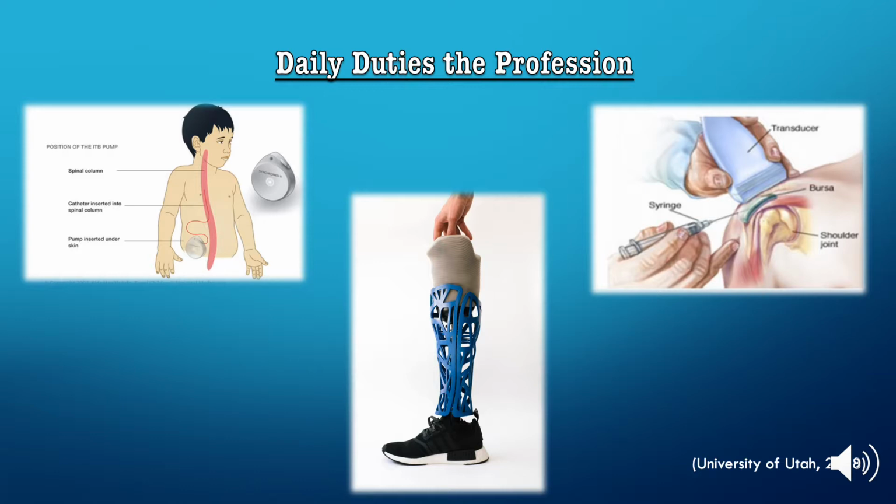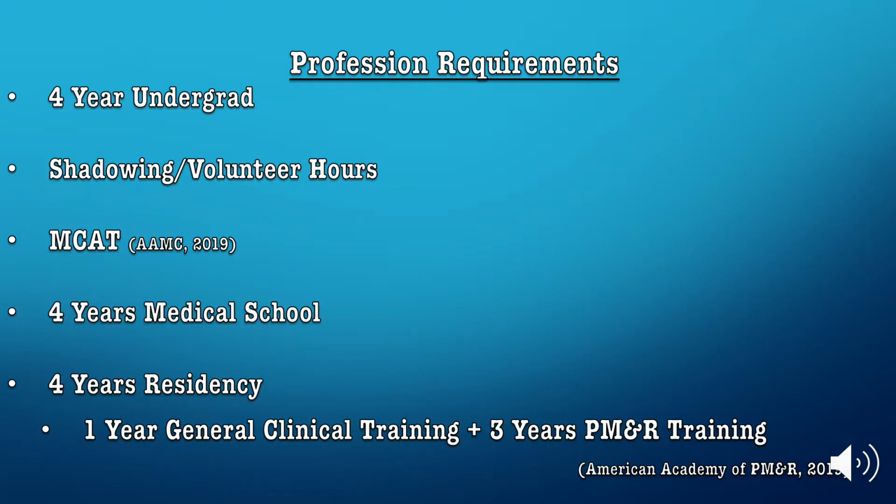So, what are the requirements for PM&R? It's the same for most any other medical residency. You need a 4-year undergrad. You need a competitive level of shadowing and volunteer hours and possibly even research. You have to take the medical college application test or MCAT. And if you do well on all that, you might get asked for an interview. And if you do well in your interview, you may get into medical school.